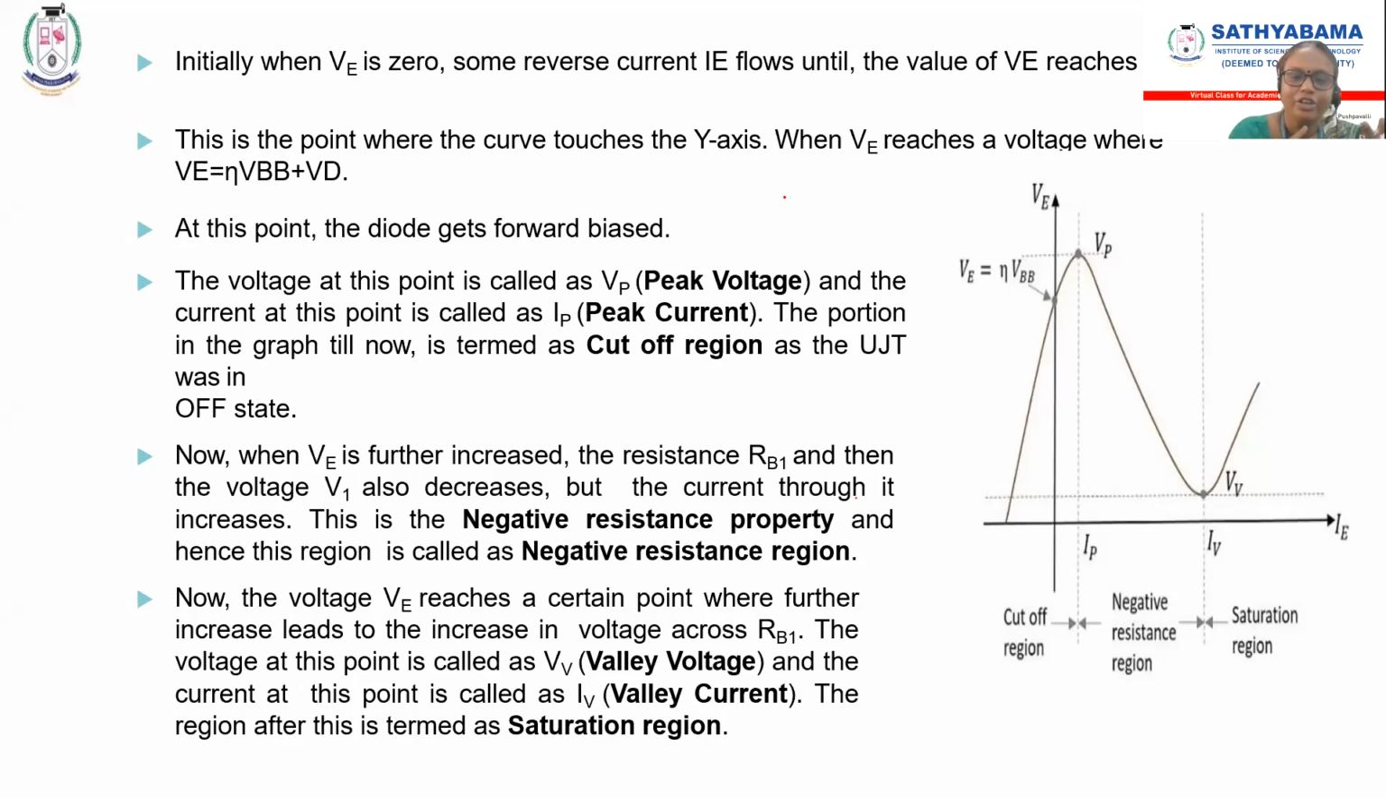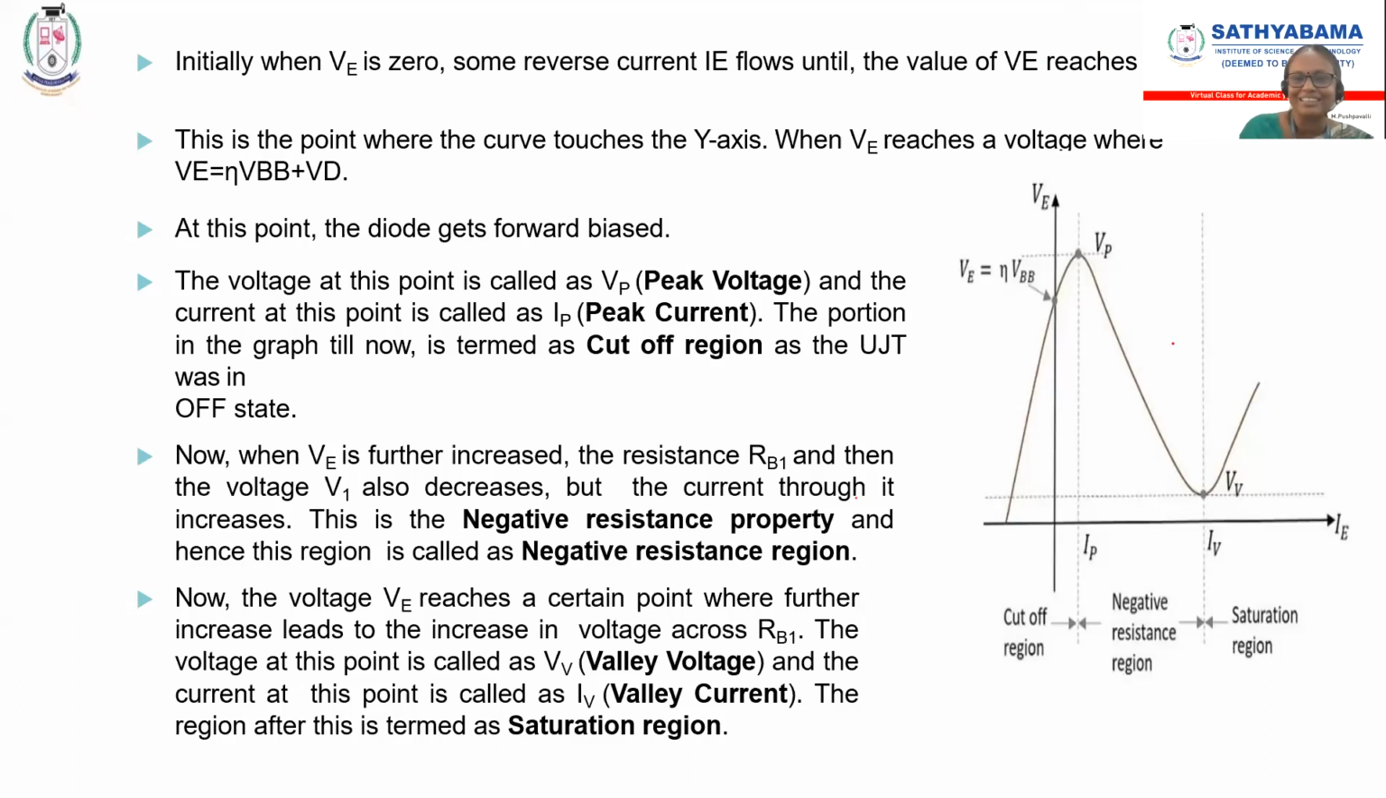Okay. And it is a two-layer device, I told you. It comes under the transistor family. The construction we have seen, and the working is very simple. Whenever the emitter voltage exceeds the voltage of VRB1, the device will conduct. Otherwise, the UJT will be turned off.